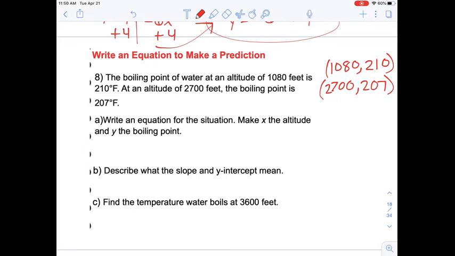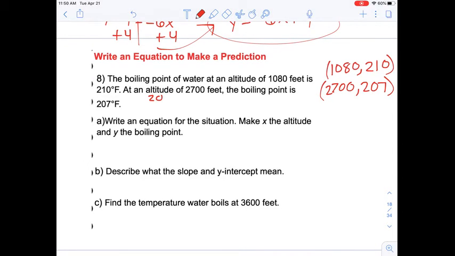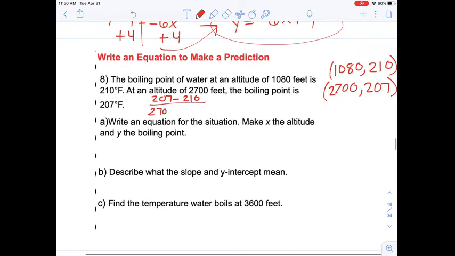So first thing we're going to do to find the slope is take y minus y over x minus x. So let's see, we have 207 minus 210 over 2,700 minus 1,080. So I'm finding the slope of this line. 207 minus 210 is going to give me -3 over 2,700 minus 1,080, which is 1,620. I can divide both of these by 3, and I'm left with -1 over 540.